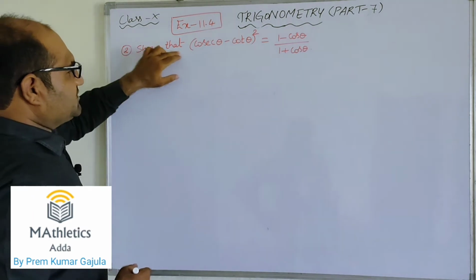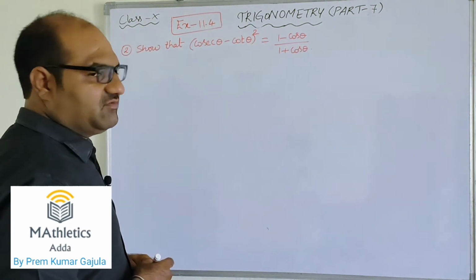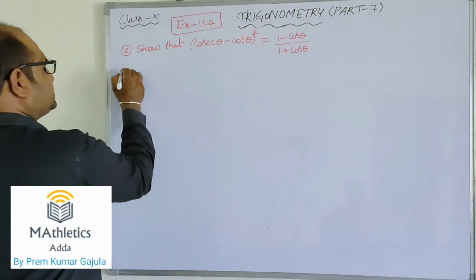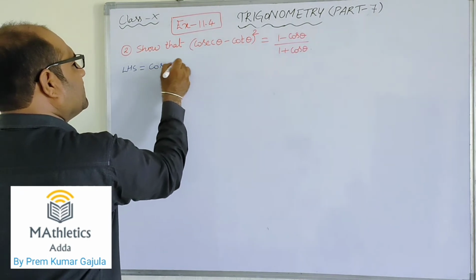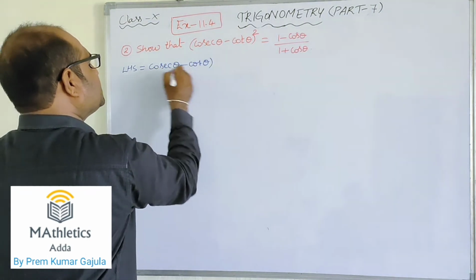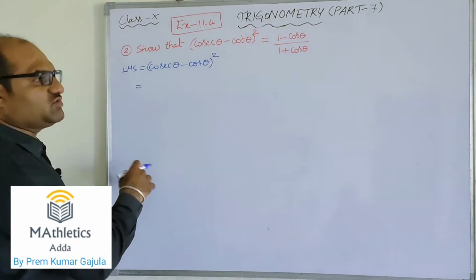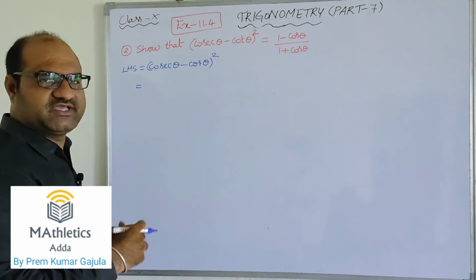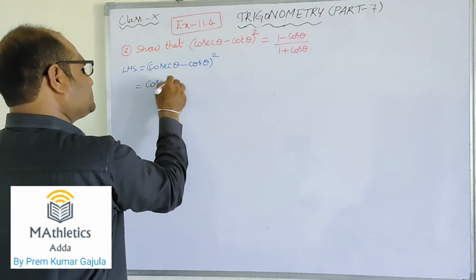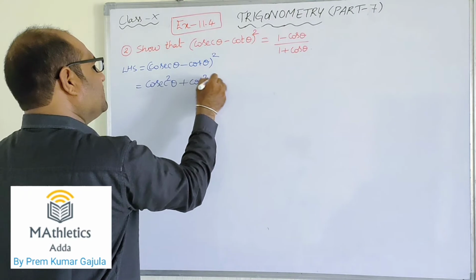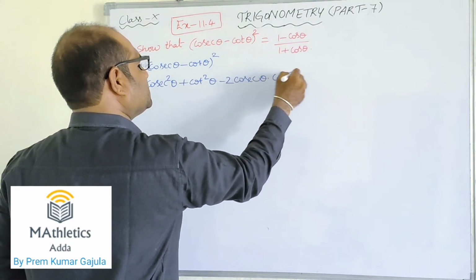Second question, show that (cosec θ − cot θ)² is equal to (1 − cos θ) by (1 + cos θ). Now let us take the LHS and let us try. So (cosec θ − cot θ) whole square, it is in the form of (a − b) whole square. So we know that (a − b)² is equal to a² + b² − 2ab. So I am writing the same, cosec² θ + cot² θ − 2 cosec θ into cot θ.